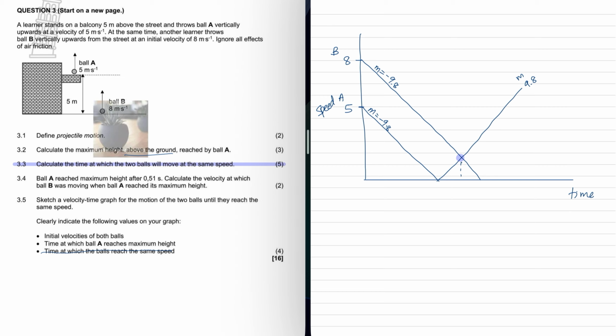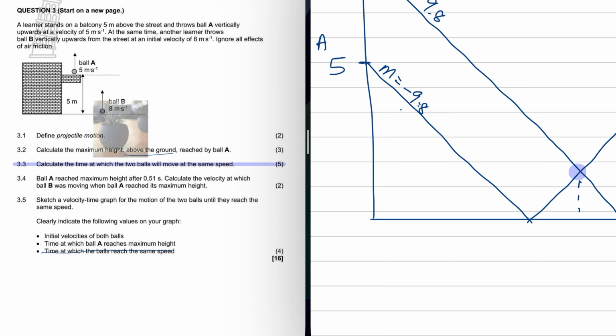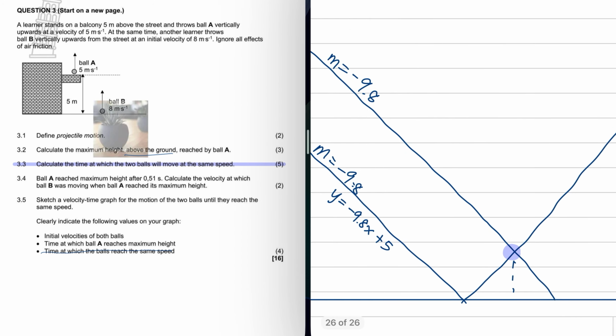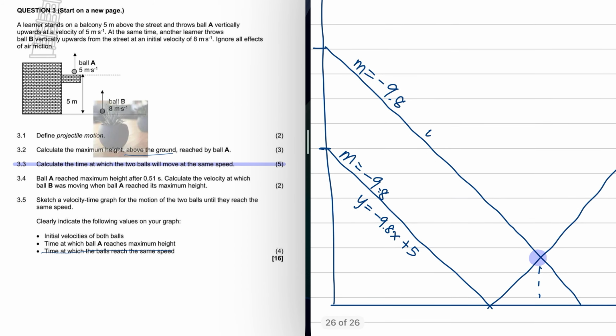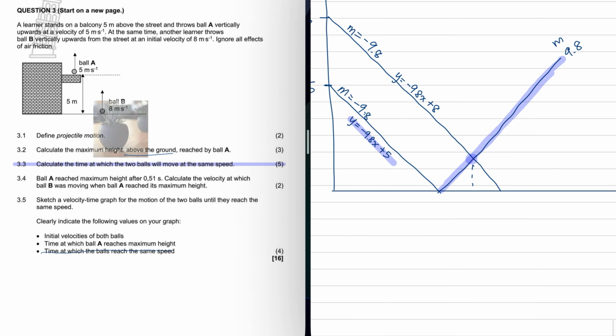So the way you can solve this is, this line will have an equation of y equals minus 9.8x plus 5. This line will have an equation of y equals minus 9.8x plus 8. Now, we need to get the equation of this line. So to work out the equation, we need to work out what this point is.